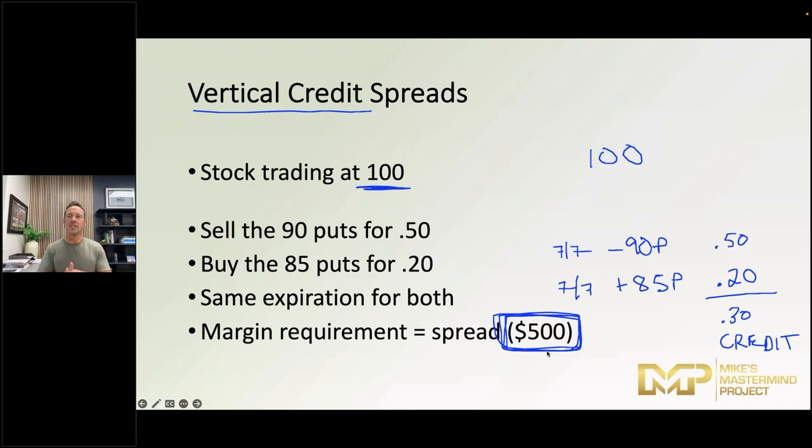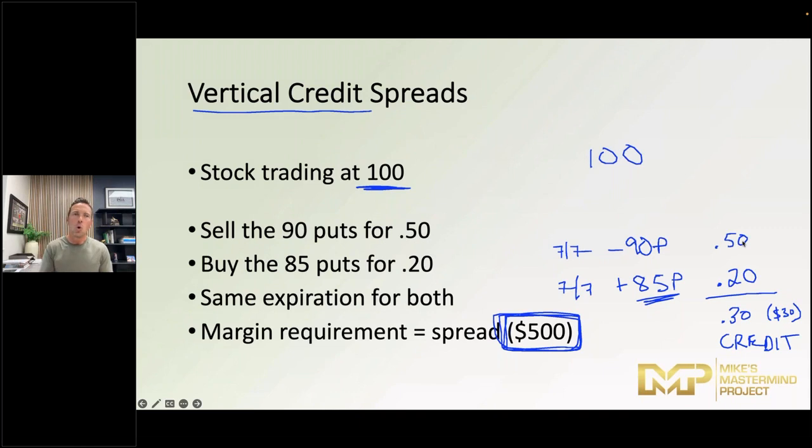So what that means is if you threw on this trade looking to make $30, we would have 500 of our buying power tied up to make that trade happen. All right, so we didn't have to buy anything. There's no debit to our account. We didn't have to purchase stock. We purchased this option here, but we're selling this one, bringing in even more premium.